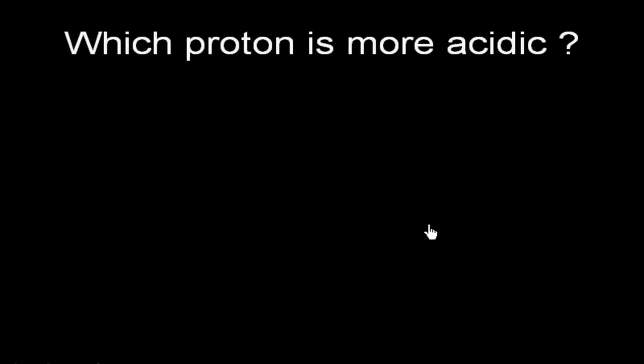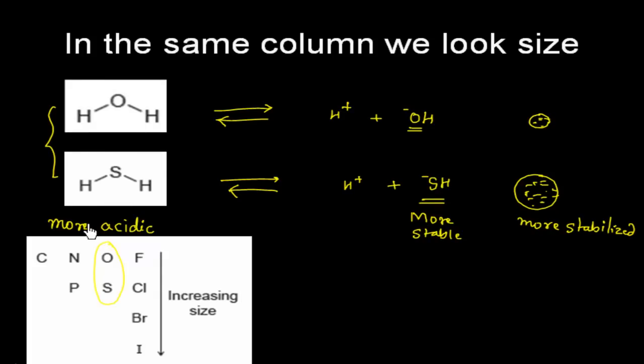So we said in the last slide, if you have to compare acidity, the first thing you have to look at is the atom. If the atoms are in the same period, that is in the same row, you have to look at the electronegativity of the atom. And if you are in the same group, in that case you have to look at the size. Like the previous case, if you have fluorine, chlorine, bromine, iodine, you have to see the size. If you have oxygen, sulfur, same group, you have to see the size. And so in this case I can say H2S is more acidic because SH minus is more stable.